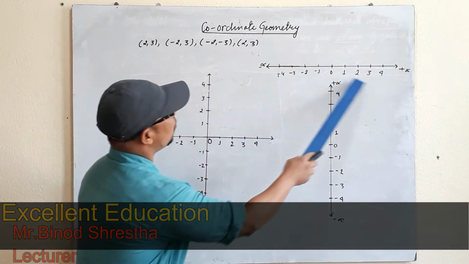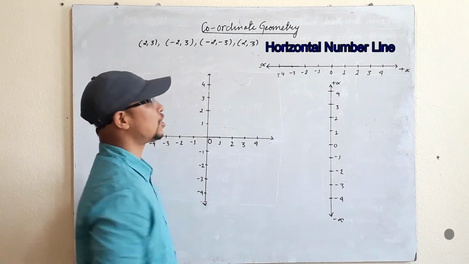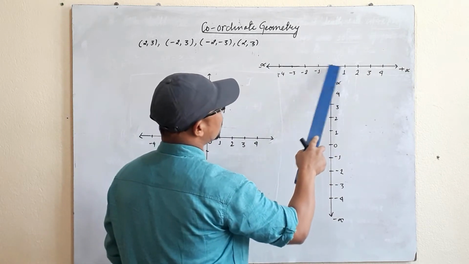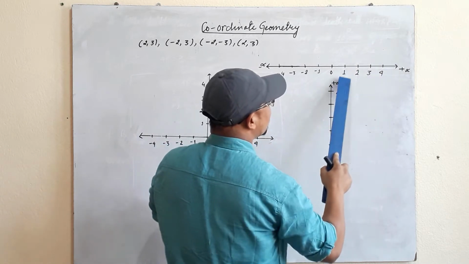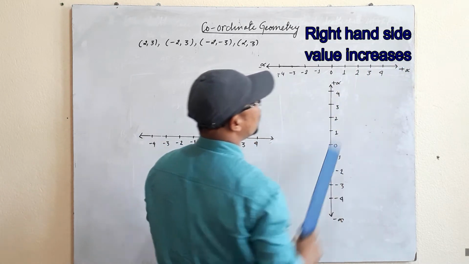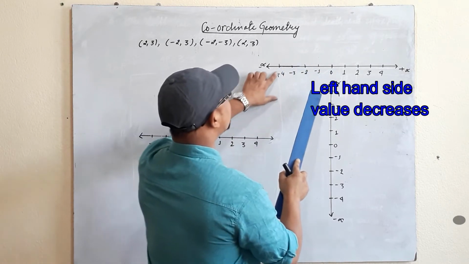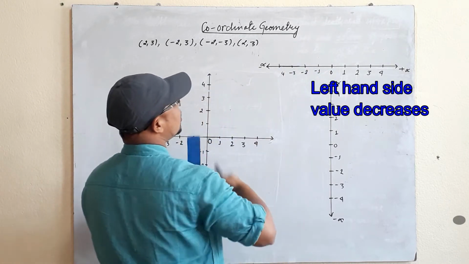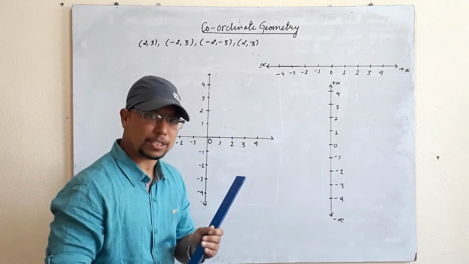Here everyone knows this horizontal number line system, and in this system this is 0, because we start the points from here. When you move on the right hand side, the value increases till plus infinity, and if you move on the left hand side, the value decreases till minus infinity. This is the horizontal number line system.